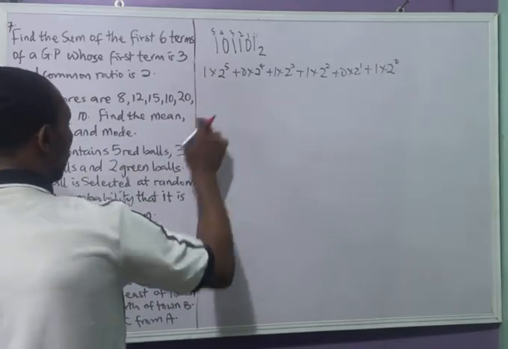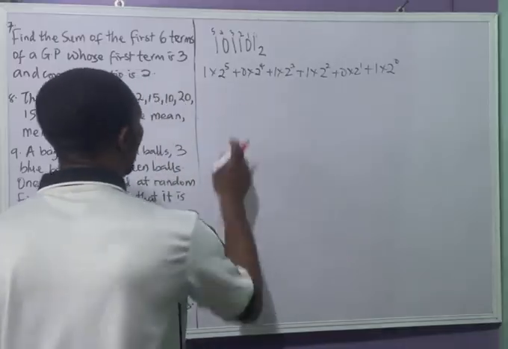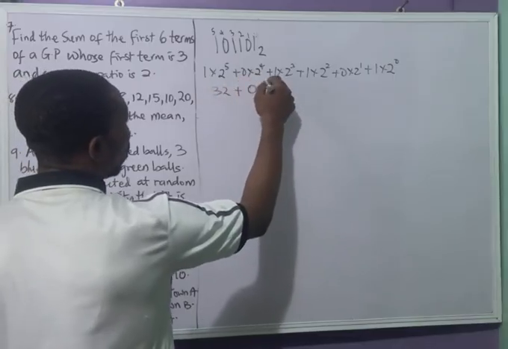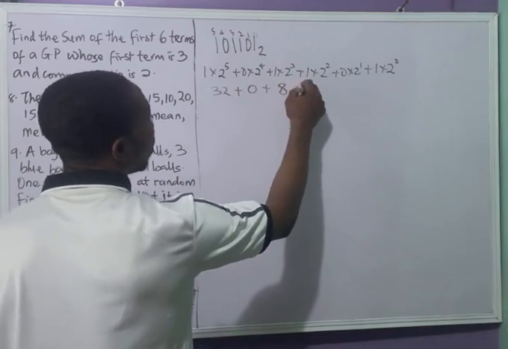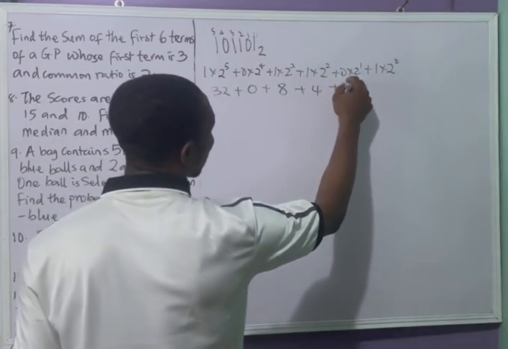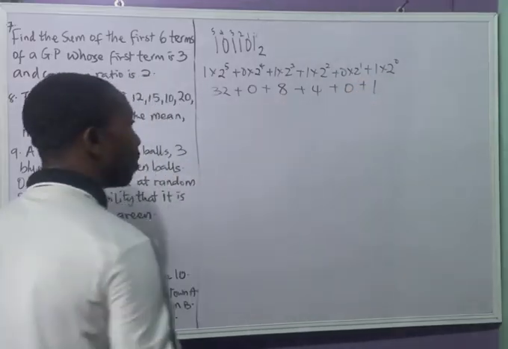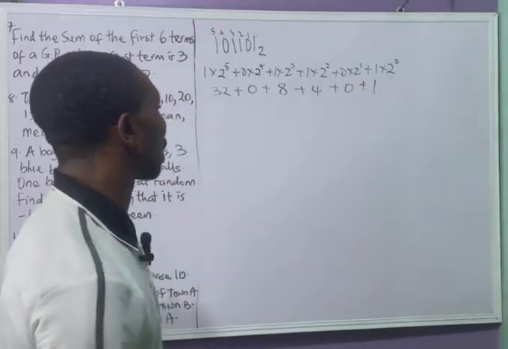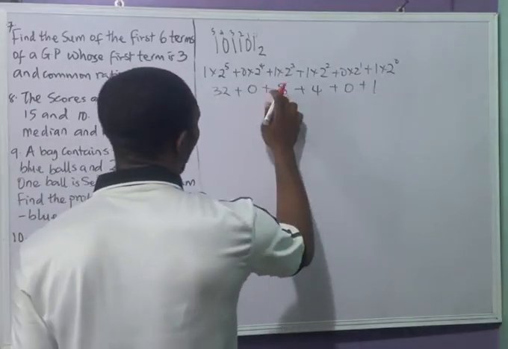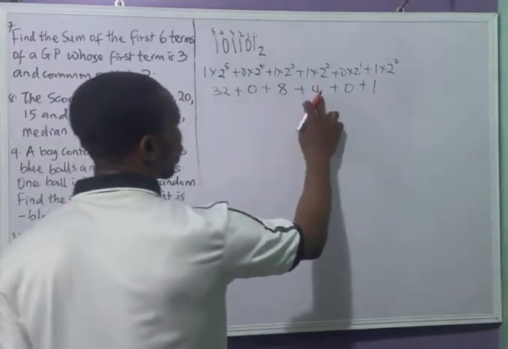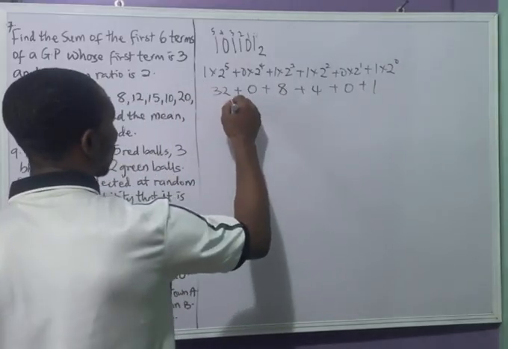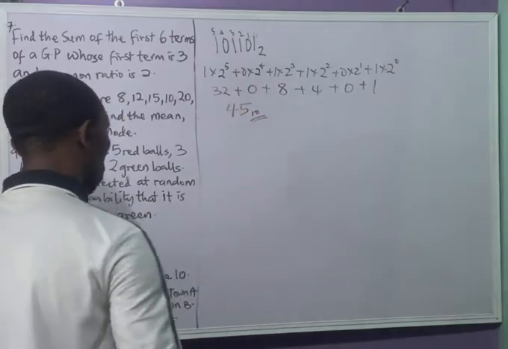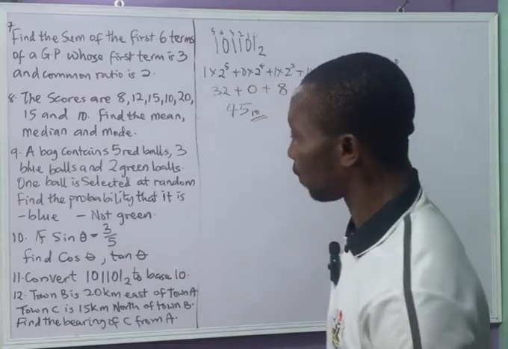So 1 times 2 raised to power 5 is 32. 32 times 1 will give us 32 plus 0 plus 8 plus 4 plus 0 plus 1. Remember, anything raised to the power of 0 is 1. So 1 times 1 gives us 1. 32 plus 8 is 40, 44, 45. So this gives us 45 base 10. Okay, that's that for that question.